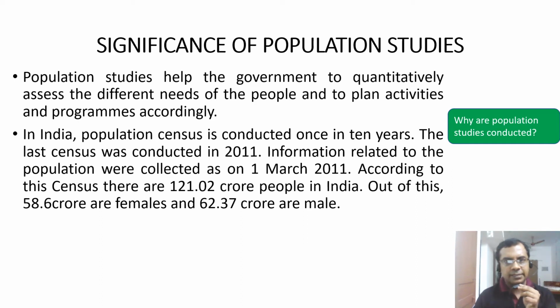Why are population studies conducted? Population studies help the government to quantitatively assess the different needs of the people and to plan activities and programs accordingly. In India, population census is conducted once in 10 years. The last census was conducted in 2011. Information related to the population was collected as on March 1, 2011. According to this census, there are 121.02 crores of people in India, out of which 58.6 crores are female and 62.37 crores are male.